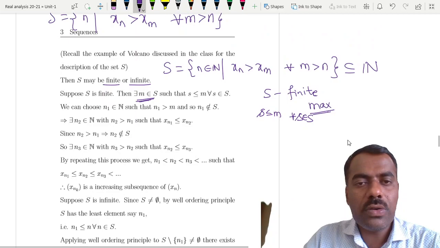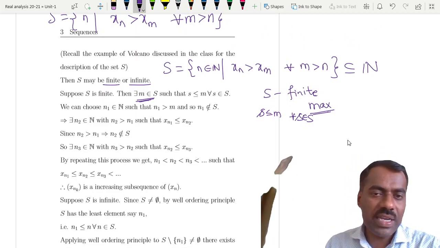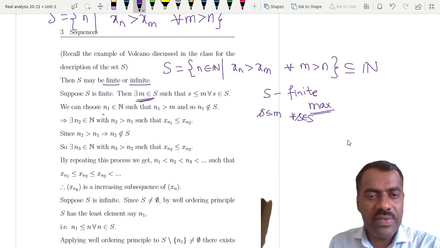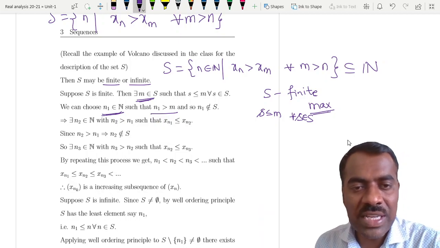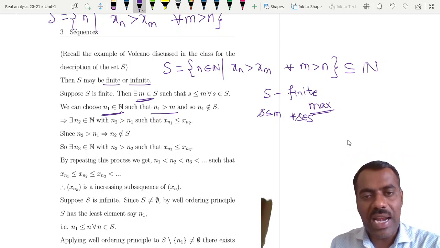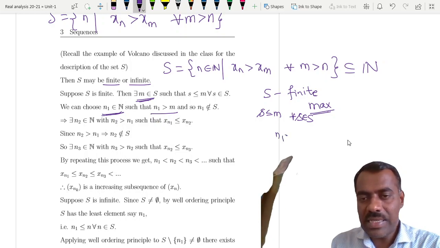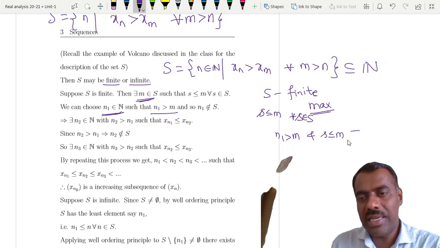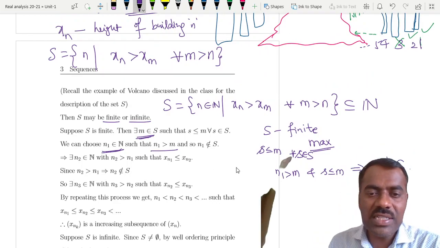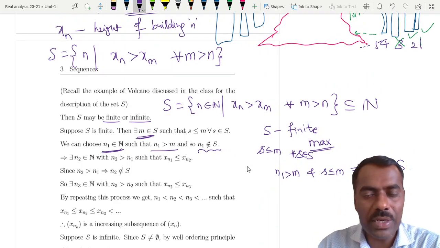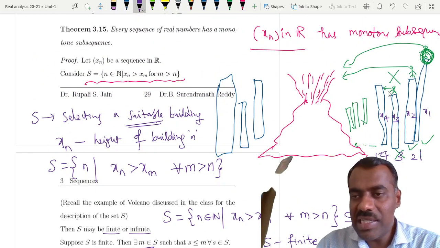Therefore, natural numbers are infinite and you have only finitely many in this set S. So we can always find a natural number n1, of course, bigger than m. So n1 is greater than m. This is always possible. Because n1 is bigger than m and all elements of S are less than or equal to m, we can claim that n1 is not in S. So what is meant by saying that n1 is not in S? That means that building is not suitable here. It means at least, just like this third one, there is at least one building in front of it whose height is bigger than this one, right?